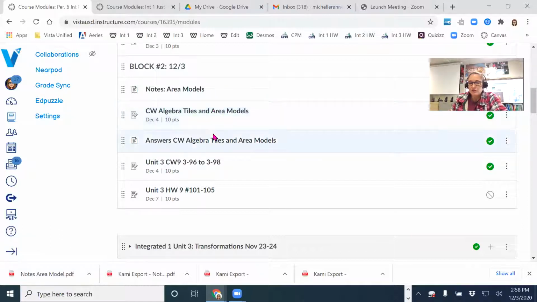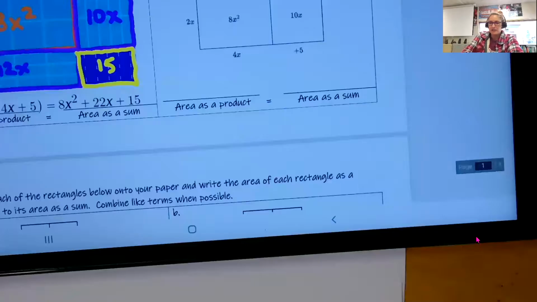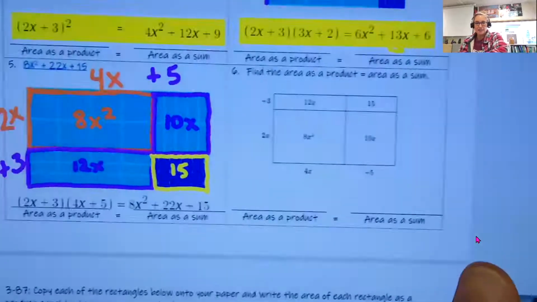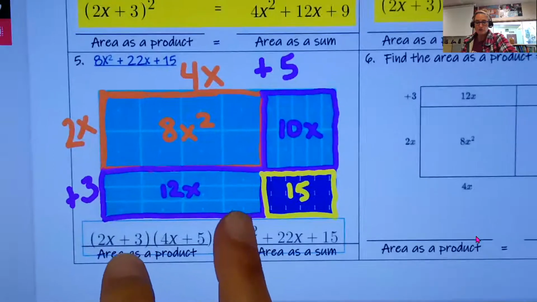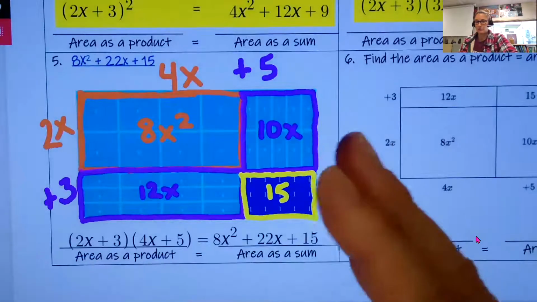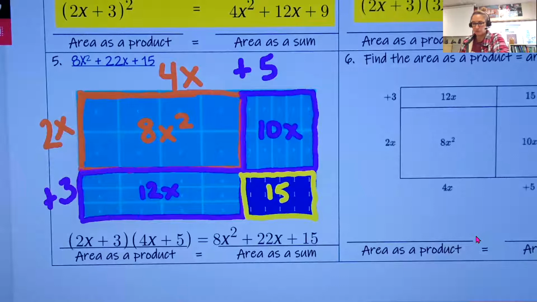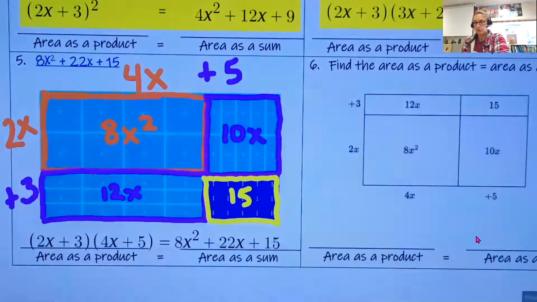I'm going to be starting with these algebra tiles and area models. I had the answers for 1 through 5 up here, and I'm going to be posting the answers to this once I'm done with this video. Okay, so let me share my screen. And we're going to be looking at these problems that we were doing the other day. We had gone through these, and I had them up yesterday. I'm going to repost it with the whole worksheet done for you guys.